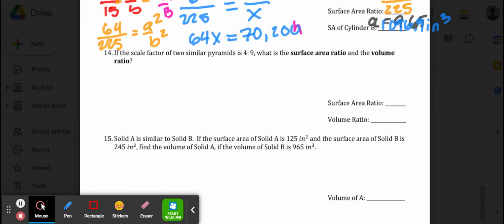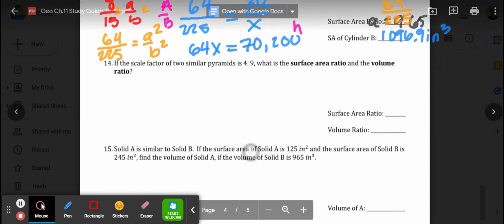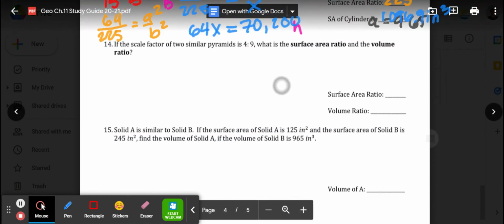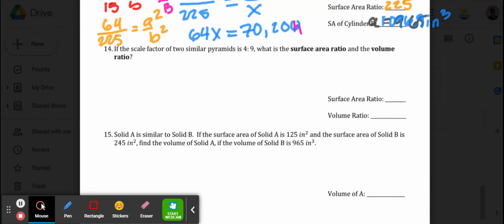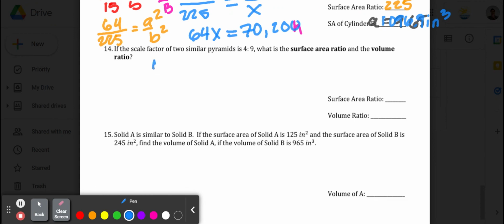If the scale factor of two similar solids is 4 to 9, what's the surface area ratio and the volume ratio? So this one's really easy. So scale factor, that's my A to B. So all I have to do is square that to get this value. So 4 squared is 16, 9 squared is 81.